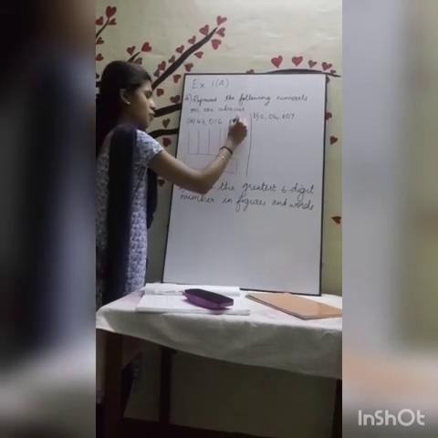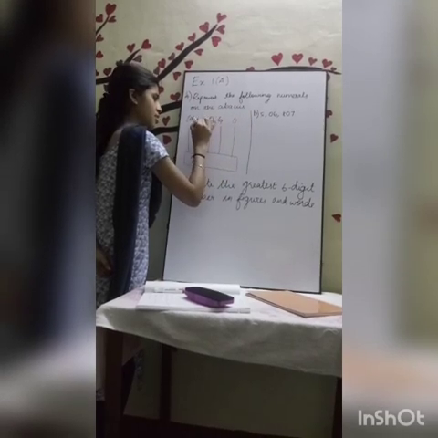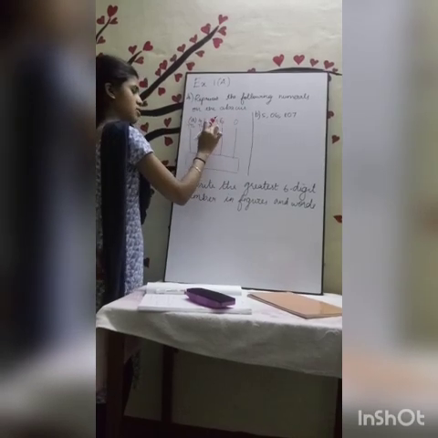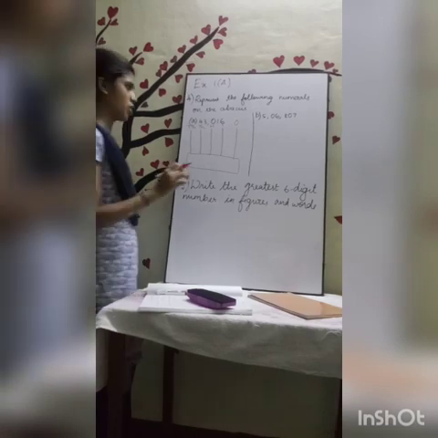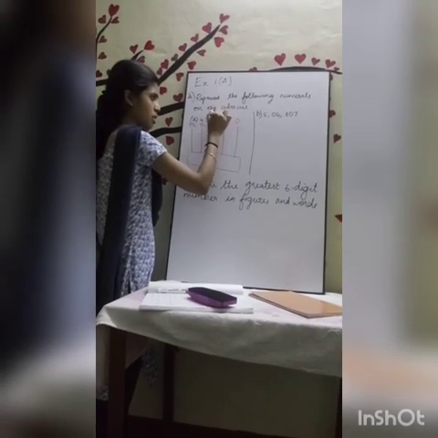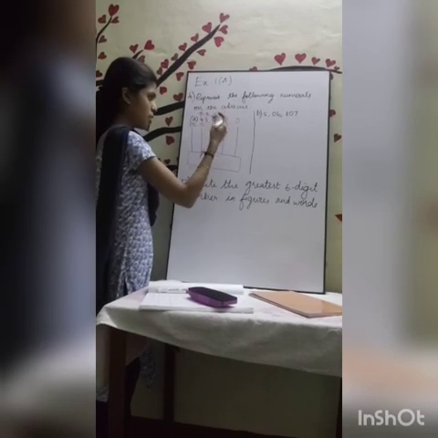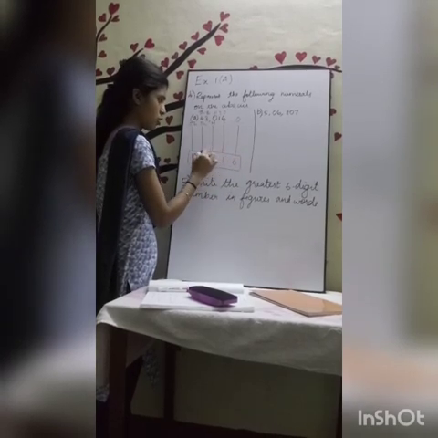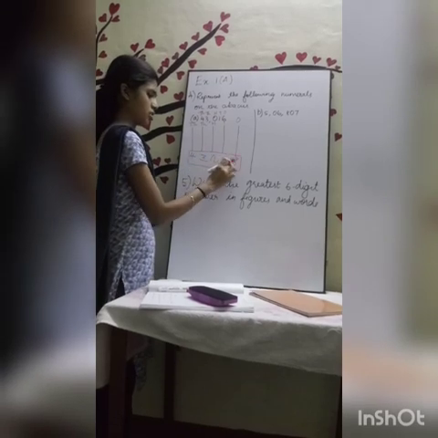So 5 digits means how will you write the place values? Ones, tens, hundreds, thousands and 10,000s. Okay. So here, for ones, I am writing the place value. Below that I am writing the digits: 4, 3, 0, 1, 6.